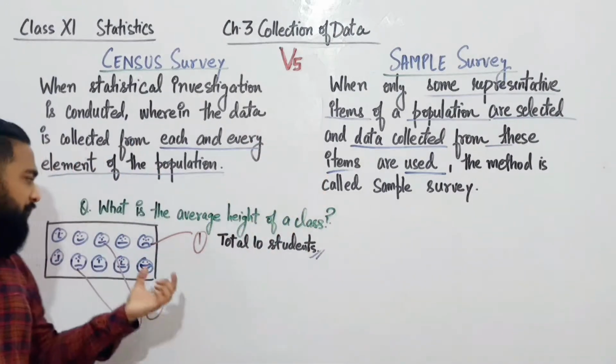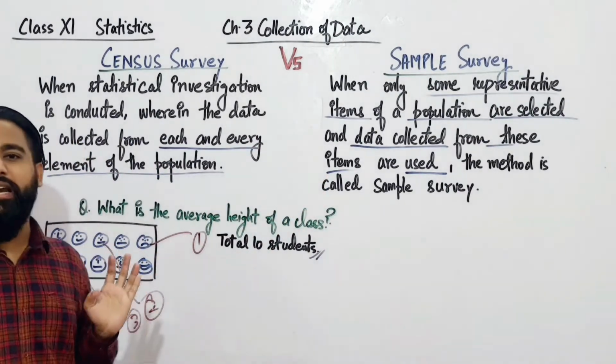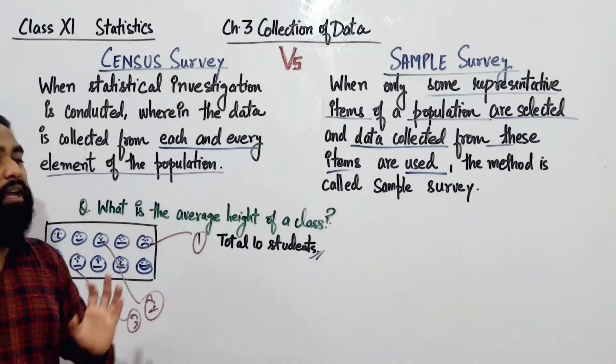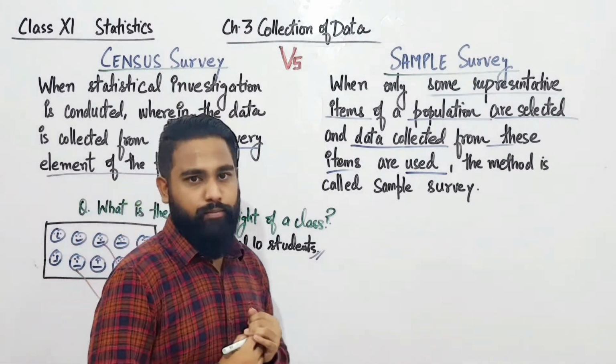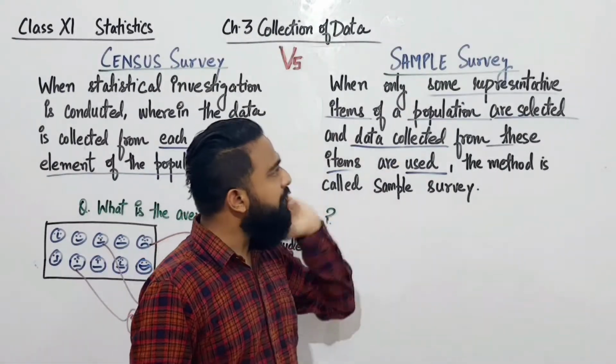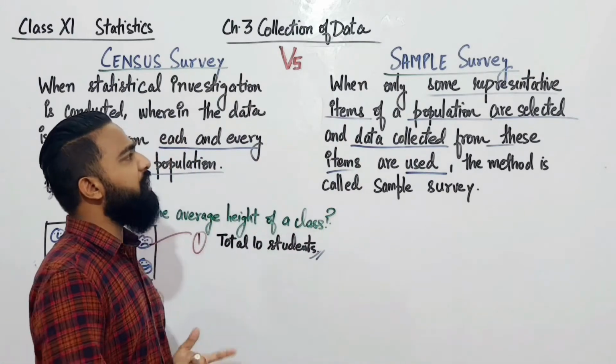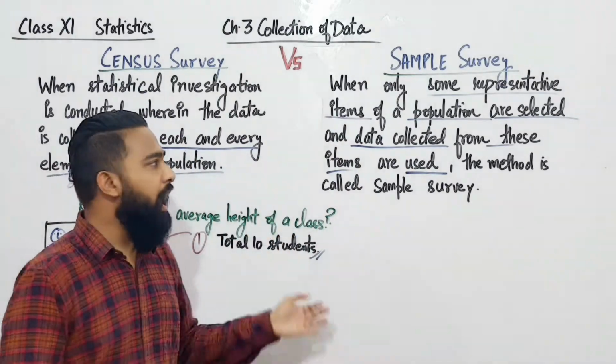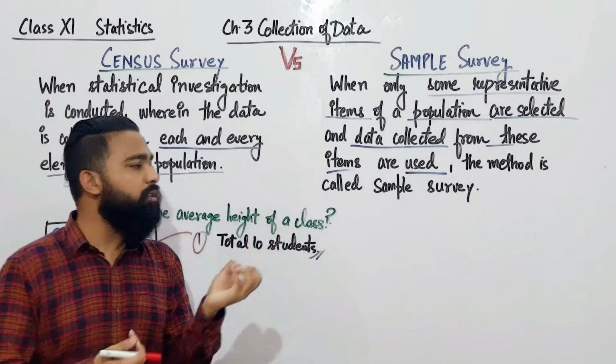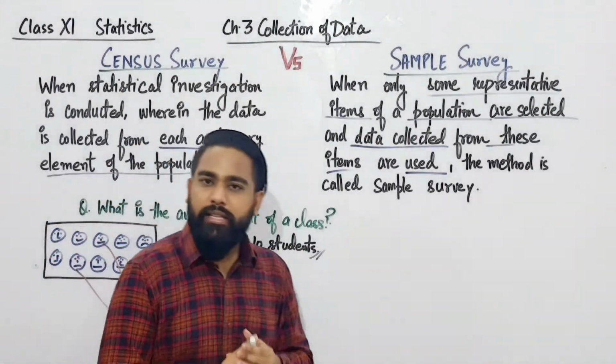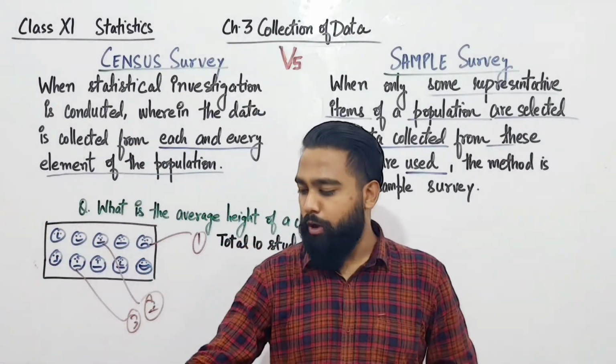Only some representatives, only 3 of them, have been selected. Only these 3 are representing the total population. Fine. So let's read it out once again. When only some representative items of a population are selected and data collected from these items are used, then this method is called sample survey. I hope you have understood.